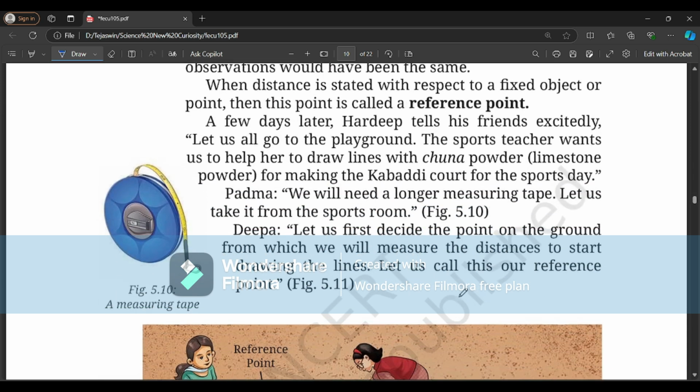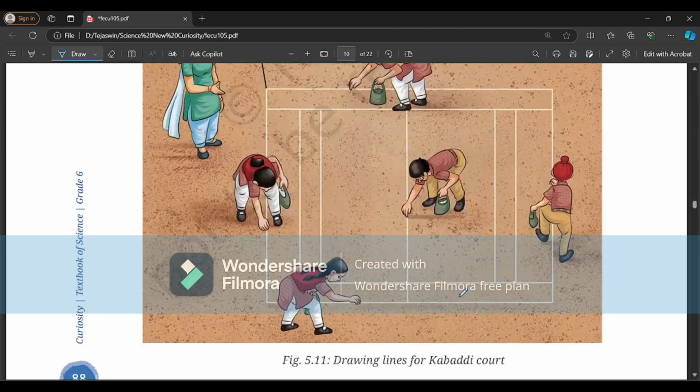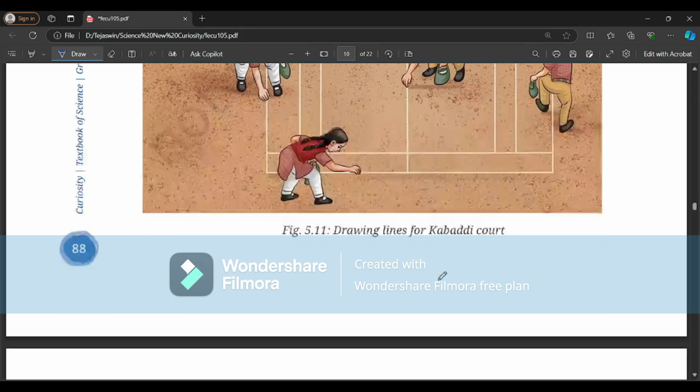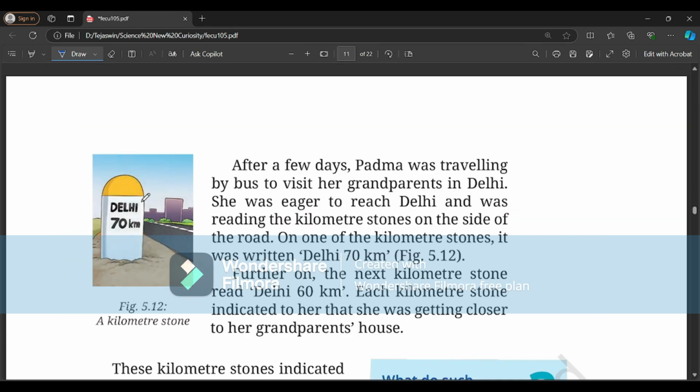Similarly, if we are making a kabaddi court, they make a reference point at this point, and from here they start drawing the court. Then when we are traveling from one place to another, we see a kilometer stone, on which some kilometers are mentioned.